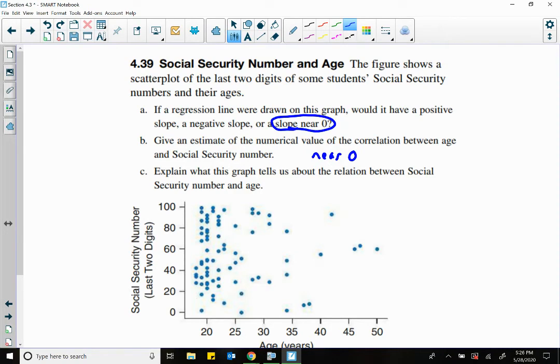And then last but not least, explain what this graph tells us about the relation between Social Security number and age. And it tells us nothing. There is no association between the last two digits of the Social Security number and your age. There is no association. There we go.